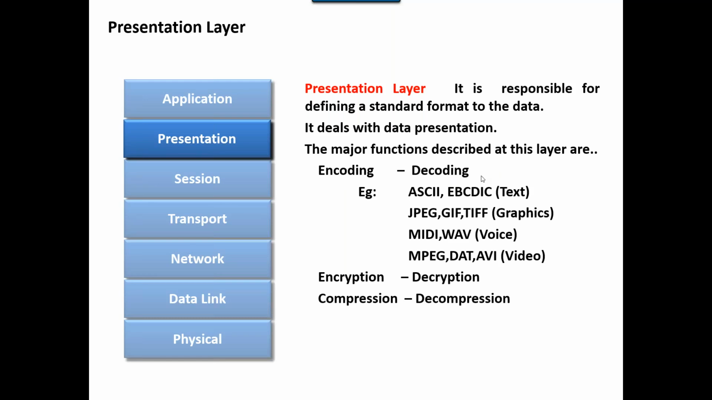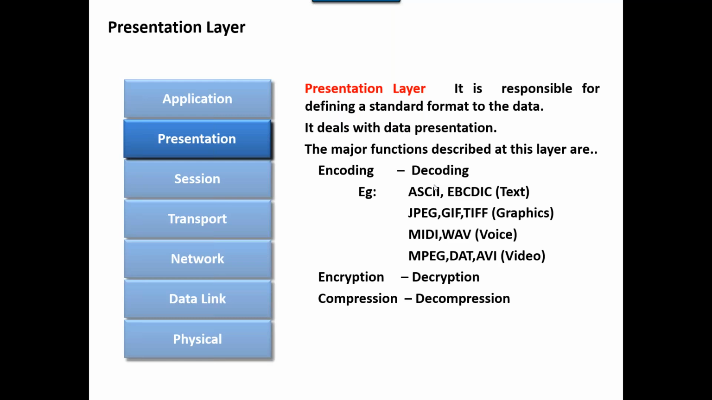When it reaches the destination PC's presentation layer, there it will do decoding. Decoding means converting the standard format into original data, because again, we cannot understand the zeros and ones. Once it has reached the destination PC, it converts back into the original format, that is decoding. Clear, encoding and decoding? Encoding means converting original data into standard format. Decoding means converting standard format into original data. Is this clear? Encoding and decoding? Yes.